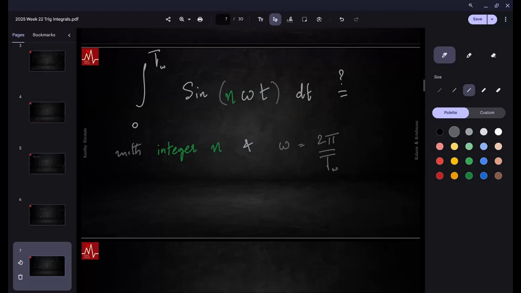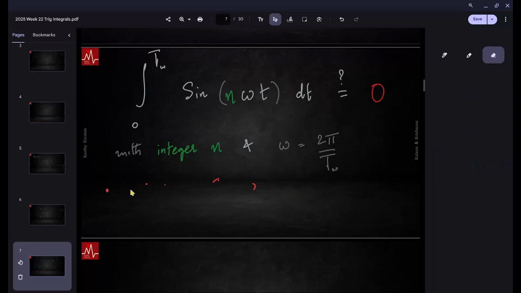Great. Now Harshita says this is 0. I answered it because now there's a repeating function. It repeats every t, as a periodic function. This is a faster periodic function.